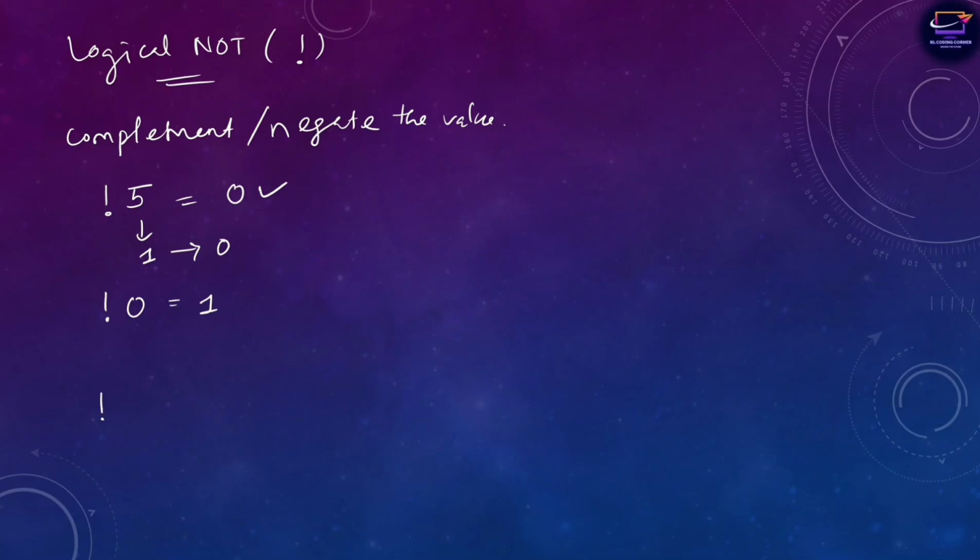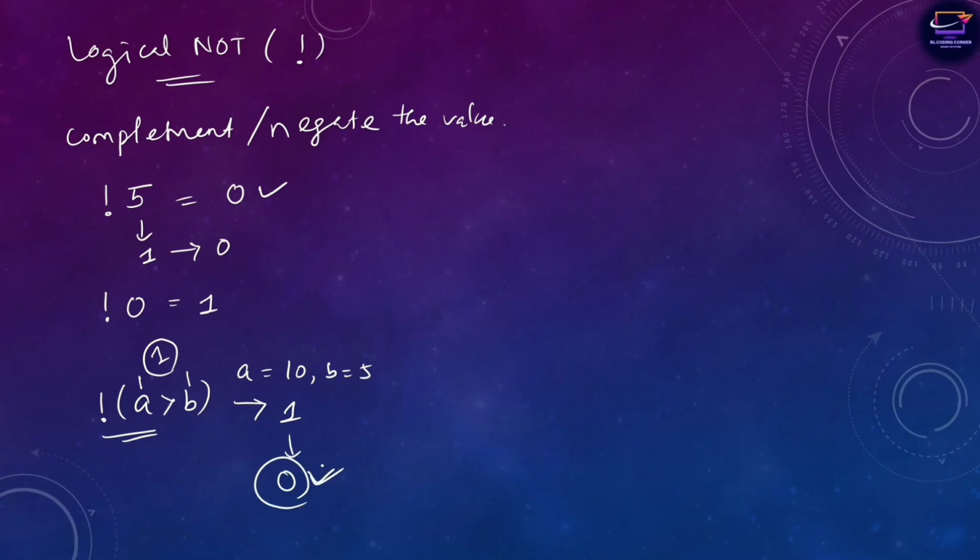Suppose I write negation of A greater than B. Here I am taking A equals to 10 and B equals to 5. See, the operand can be any constant, variable or expression. So in this expression, logical NOT A greater than B, first A greater than B will give 1, because A is 10 and B is 5, 10 greater than 5, yes, true, so it will give 1. Not of 1 is 0. So the output will be 0, right?